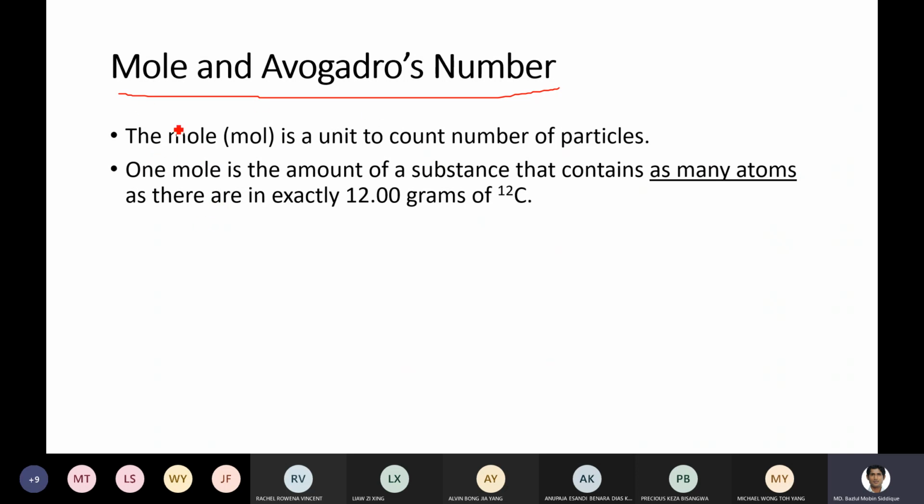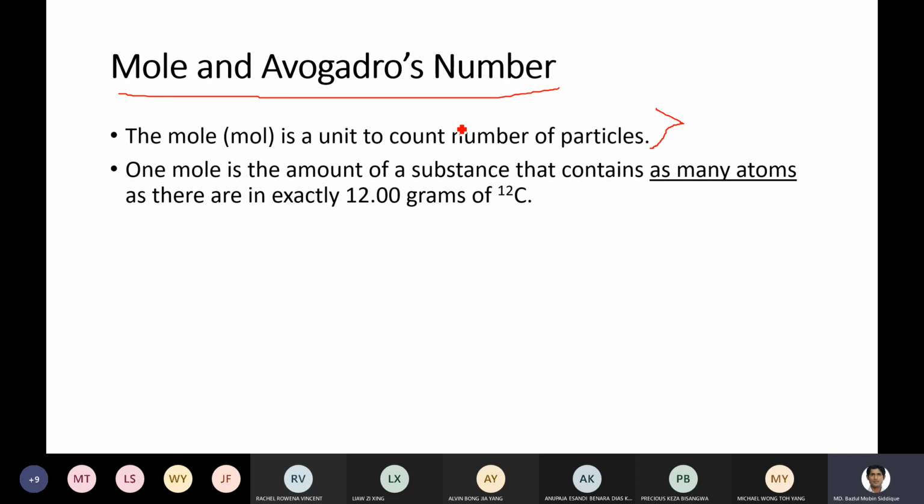Actually, the Avogadro's number and the mole are very intertwined, very related to one another. The mole is a unit to count the number of particles. All right, it is not a concentration. Most students confuse the idea of mole and concentration. The mole itself is not a concentration, but it is a measuring tool to find out the concentration. But mole is a unit to count the number of particles.